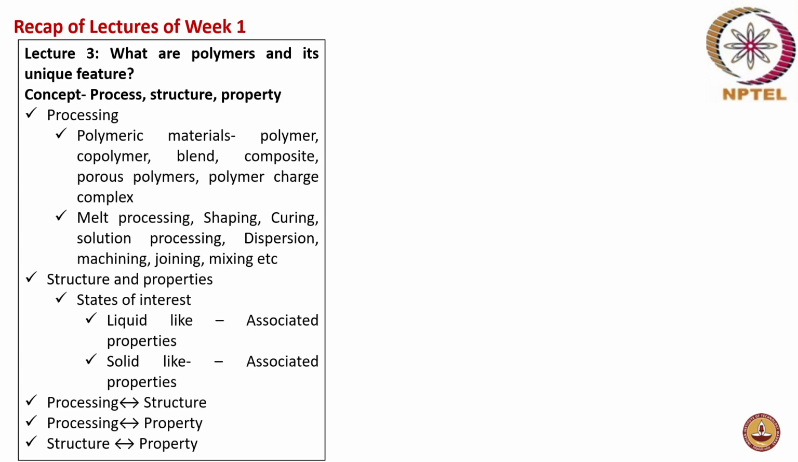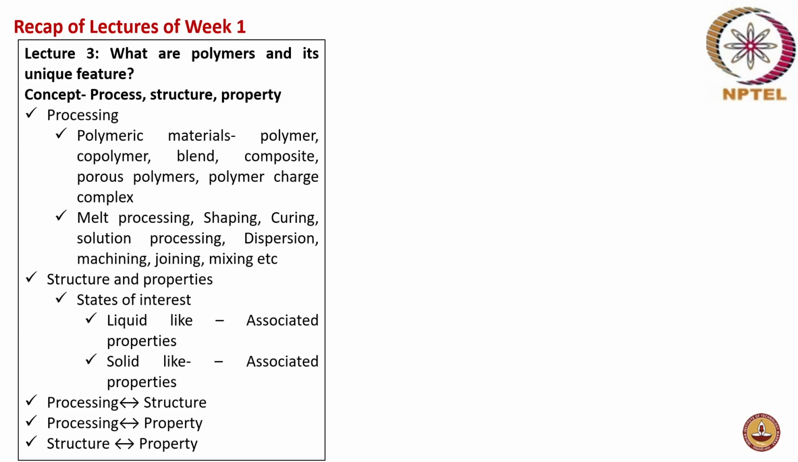Here, the process, structure and property correlation, the processing of polymers, and the different polymeric materials were discussed. For example, you may have a core polymer, or a polymeric blend, polymeric composite, porous polymers, polymers with charge, and then processing, shaping, and curing of polymers. So these were all discussed. And what are the structures and properties of polymers? What are the states of interest? Polymers have liquid-like as well as solid-like properties.